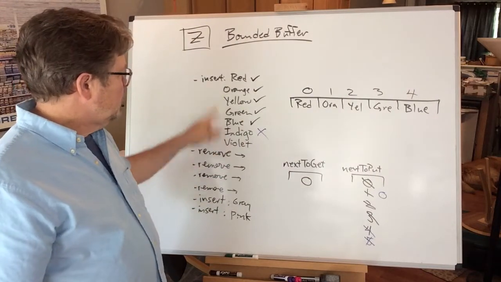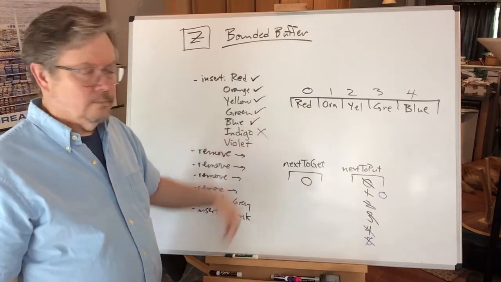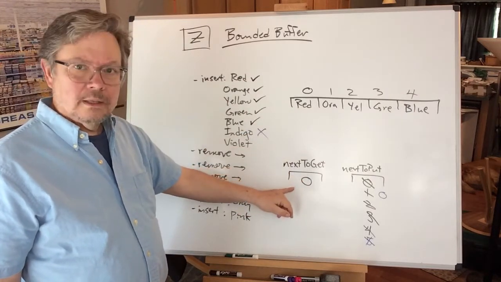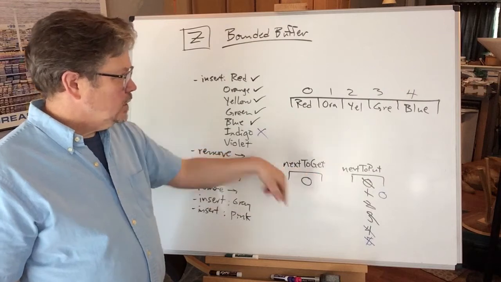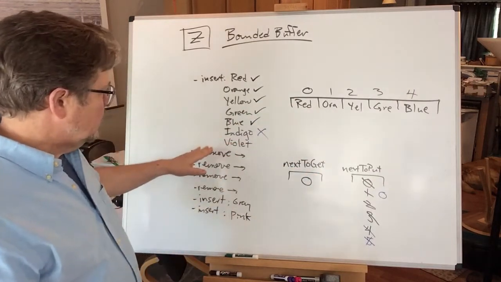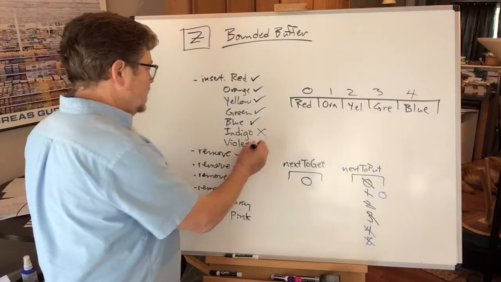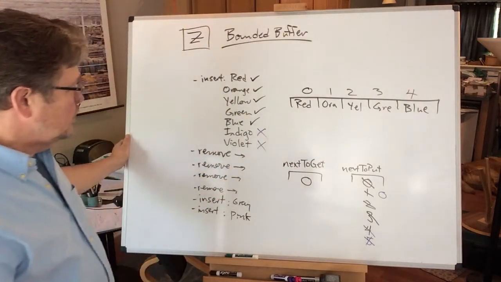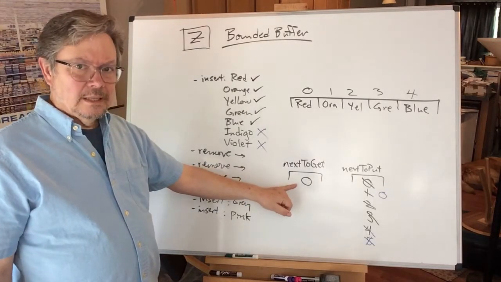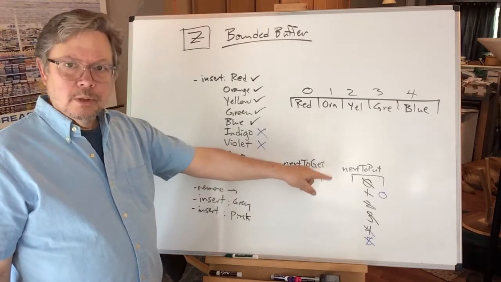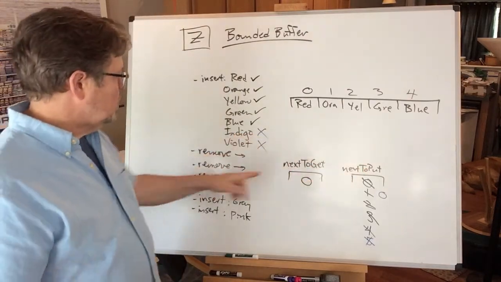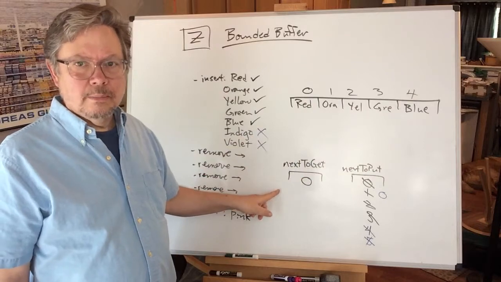Same thing here. If I try to insert violet, it's still no. No movement on either one of these because the next to get is still going to be red. The next to put eventually, once there's space, will be 0. So let me see if we can even go through the rest of these. Violet, that's a no. That'll get a false value. Remove. Remove looks at next to get, ignoring next to put. Next to put, we only use that in the put operation. Next to get, we'll only use that in the remove operation or the get operation.